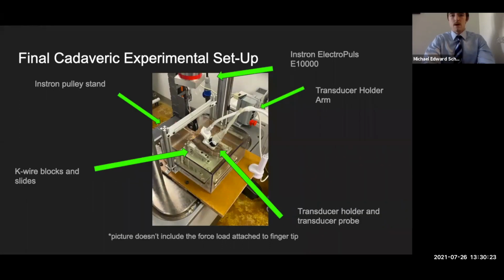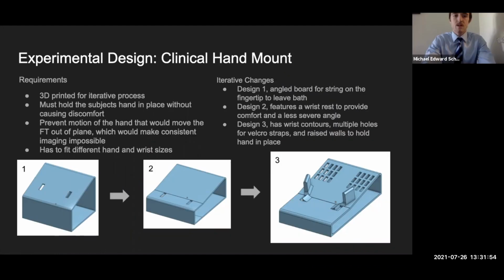Here is a picture of the final cadaveric experimental setup, with arrows pointing to each of the components, including the K-wire blocks and slides, the Instron pulley stand, the transducer holder and probe, as well as the transducer holder arm and the Instron. Let's continue to the experimental design of the clinical hand mount.